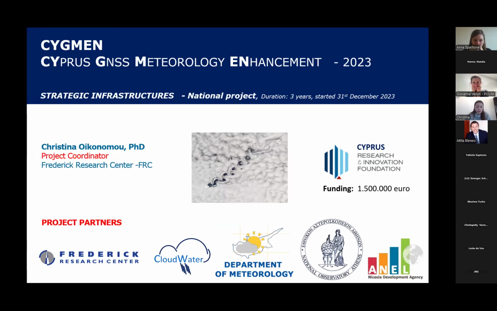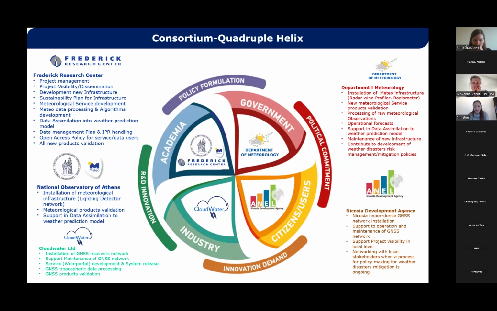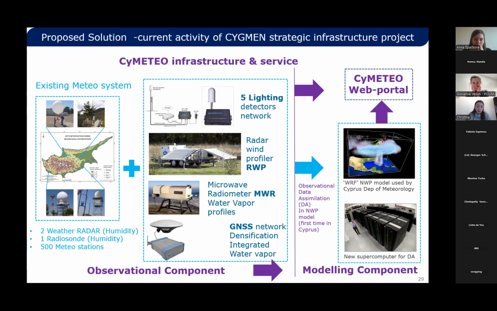So taking this in mind, we had a recent strategic infrastructure project, which is a collaboration with the Department of Meteorology, Frederick University and Research Center, and Cloudwater, and the National Observatory of Athens is also participating, and 9 municipalities in Nicosia. So it's a collaboration between academia and industry, and we aim to enhance and enrich the existing meteorological infrastructure of the Met Service by installing a lightning detection network system accompanied with a radar wind profiler at Larnaca Airport and a microwave radiometer collocated with the radiosonde, and also to densify the GNSS network.